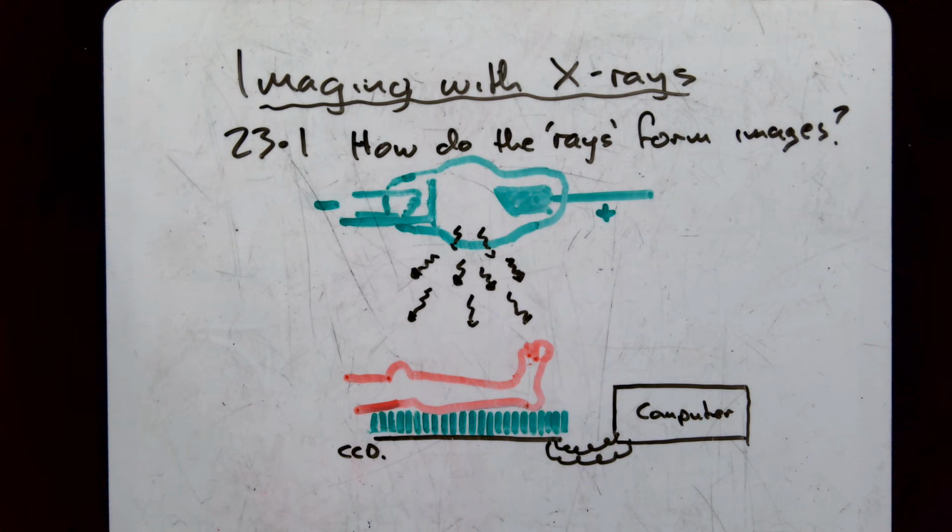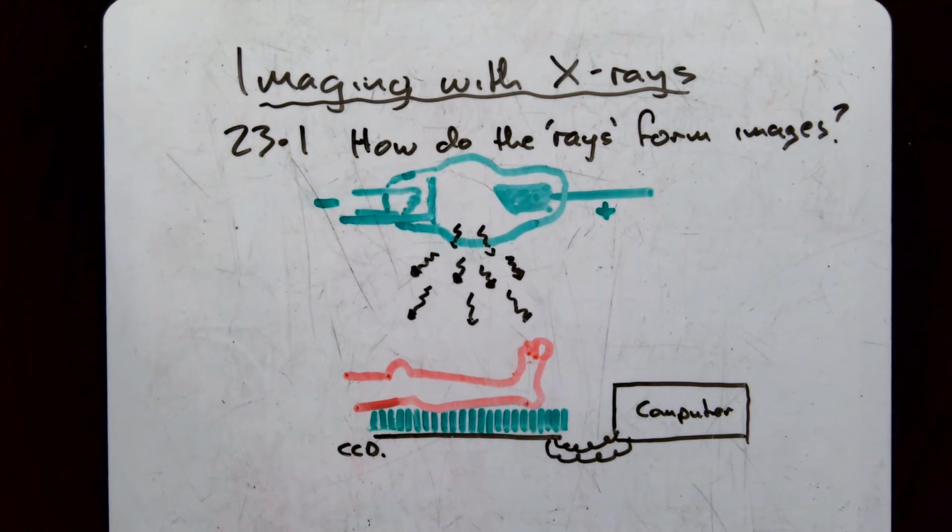Okay, year 13, the first section of the chapter was basically how we create the X-rays. What we really need to know now is how we create the X-ray images. So how do X-rays shining through a person or other objects, because of course you can get imaging of other things, actually form an image?